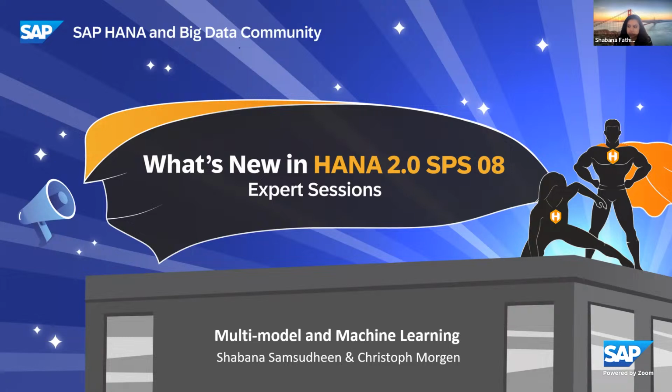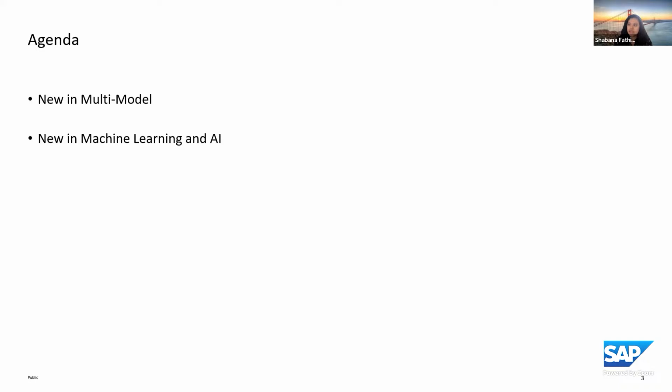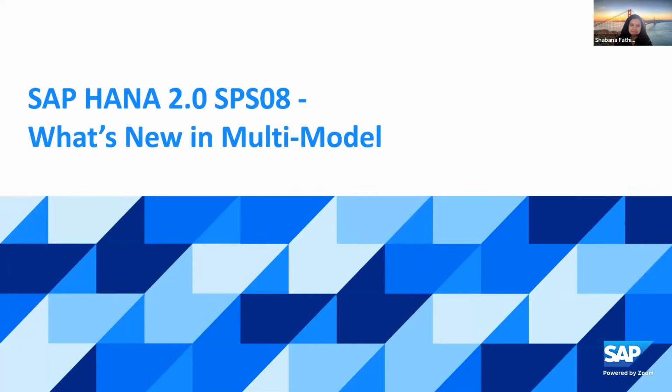So like Vitaly mentioned, this is going to be an overview on what's new in the SPS 08 version of the HANA on-prem systems with multimodal and machine learning. The agenda: I will first talk about some of the recent upgrades that you could now access on the spatial engine in the multimodal area, and then Christoph will take over to talk more on the machine learning and AI aspects. With that, let's get started.